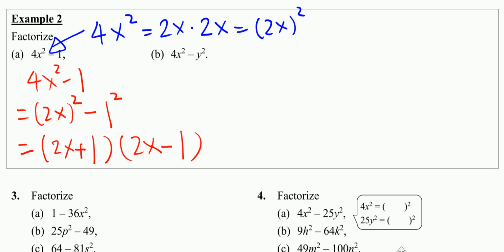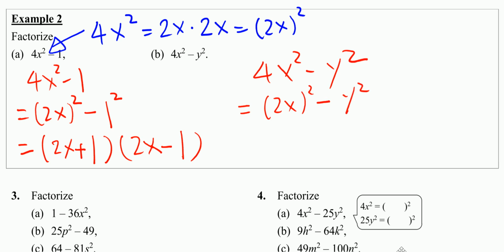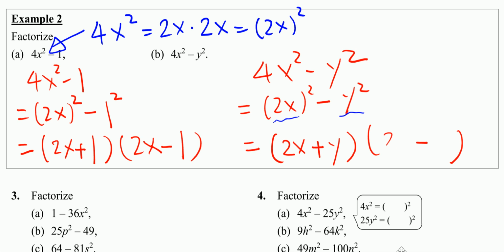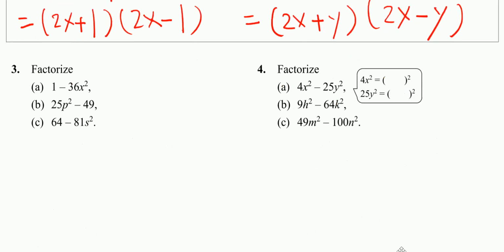The same as part B. We can still follow the rules and plug in the formula. Just two brackets here, one positive and one negative, and put in all the elements inside: 2x plus y and 2x minus y, and that's our answer.